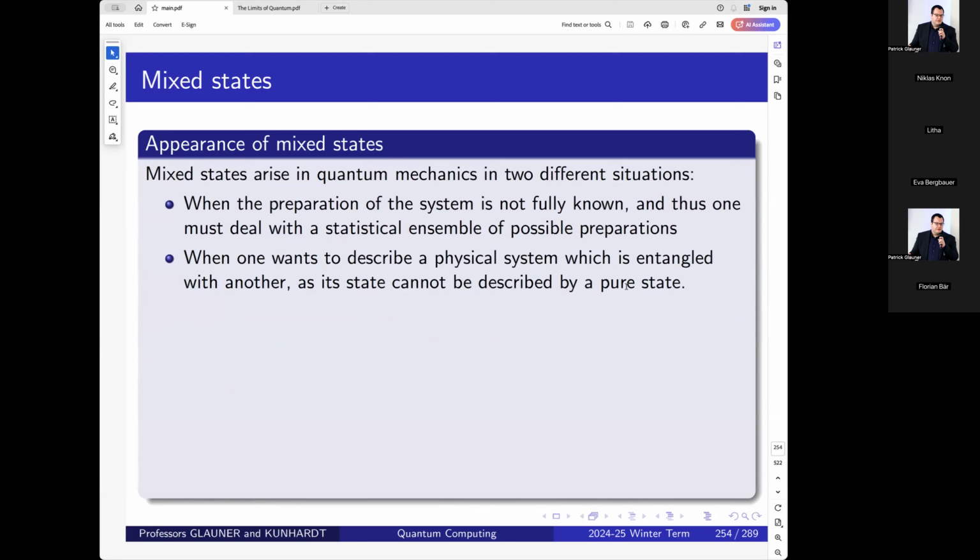And mixed states arise in quantum mechanics in different situations. It could happen when the preparation of the system is not fully known, and you must deal with a statistical ensemble of possible preparations. You could also be dealing with mixed states when you want to describe a physical system which is entangled with another one, and its state cannot be described by a pure state.